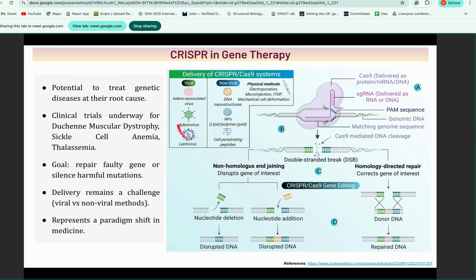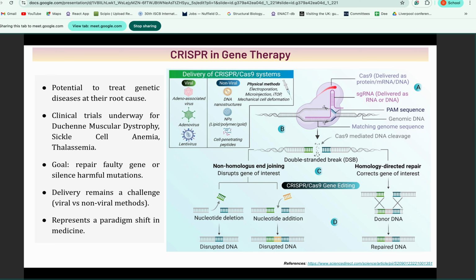First of all, it shows you different delivery methods that you can use: adeno-associated viruses, adenoviruses, lentiviruses. You can put this system into these viruses, and as soon as these viruses attack the cells, along with their DNA, they will also integrate this particular CRISPR-Cas9 system into the host. Then in non-viral vectors, we have DNA nanostructures, liposomes and polymers, nanomers. We have cell-penetrating peptides, and then in physical methods, we have electroporation, microinjection, iTOP, and mechanical cell deformation.